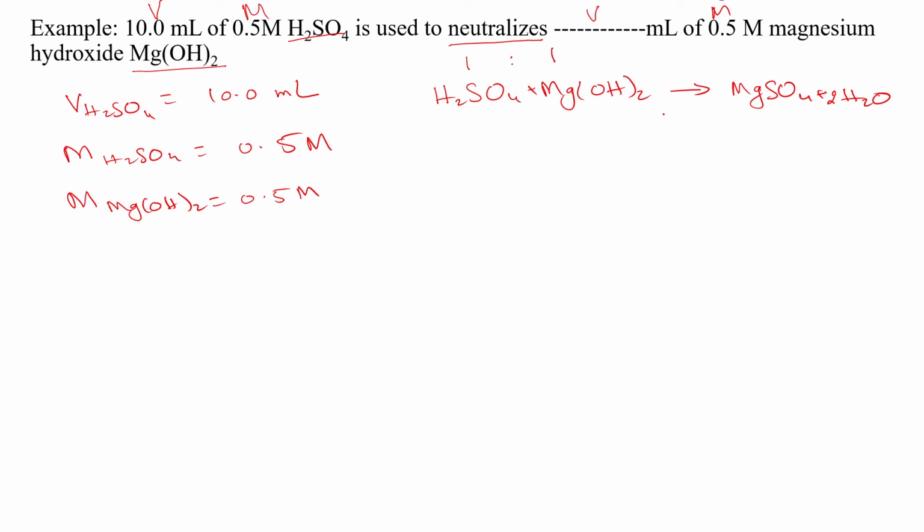So after writing the balanced equation for a neutralization reaction, if you end up getting a 1-to-1 ratio, it is okay to use the M1V1 equals M2V2 formula to solve this problem. You can still do all these steps, which is to find the moles from these two, convert those moles to the moles of magnesium hydroxide, but since the mole ratio is 1-to-1, you will get the same moles of magnesium hydroxide, and then from there you can find the volume. So you can do it that way, but this is also acceptable because the mole ratio is 1-to-1.